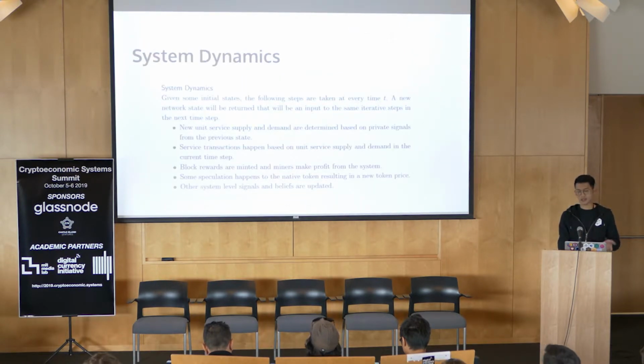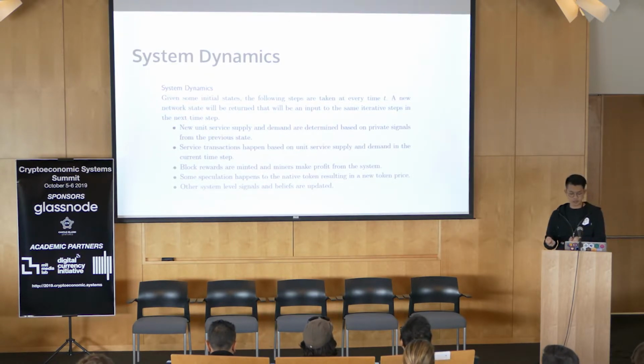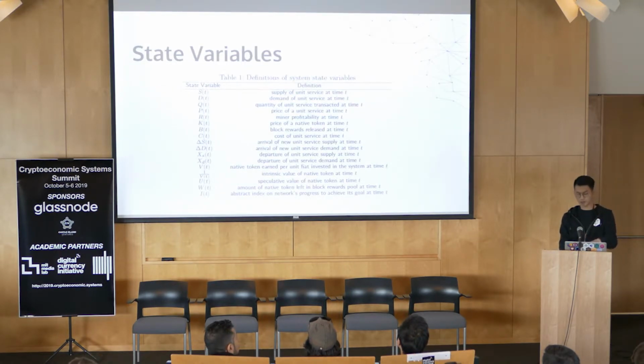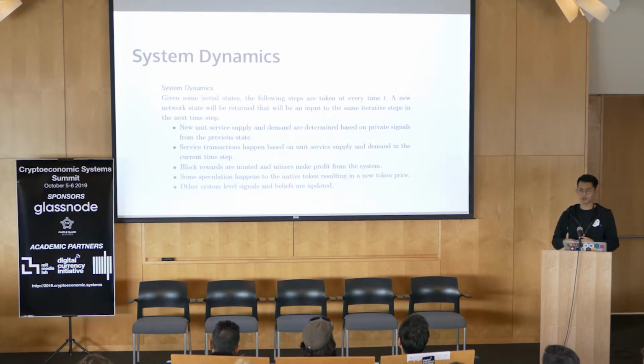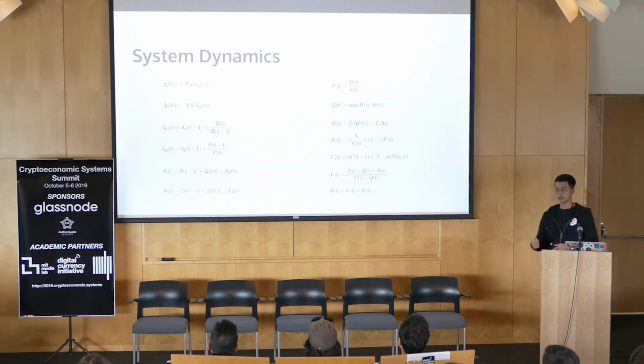And from there, we define the state dynamics, the system dynamics. At every time step, the following things happen. Some unit service supply and demand arrive at the network, driven by the private signals of all the different agents in the system. Then some transaction happens for the services given the unit service supply and demand. Then block rewards are minted, and the miner makes a profit from the system, and that is R t. That is, how profitable is mining, basically providing that service, in the network. Then some speculation might happen that will change the token price, and that will also change some of the private signals about how cheap or how expensive the service being provided on the network is. And these are the more specific equations that we use to drive the dynamics in this baseline simulation or model.